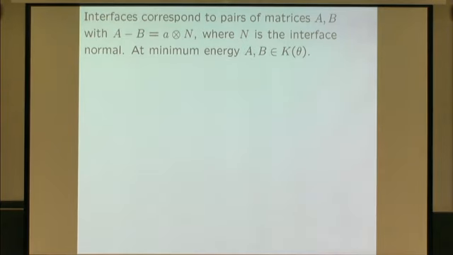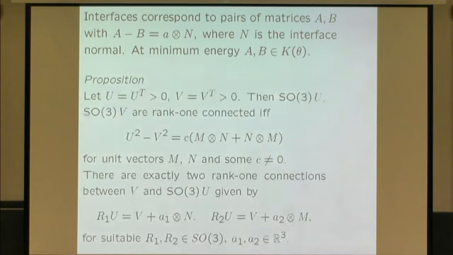So now interfaces correspond to pairs of matrices with A minus B equals a tensor n, where n is the interface normal. And at minimum energy, we want these matrices A and B to belong to this set K of theta, which you know. So it's just a calculation to check what the possibilities are. And here's, well, it's not such an easy calculation actually. And here's a nice version of the answer, which you can express in many different ways.